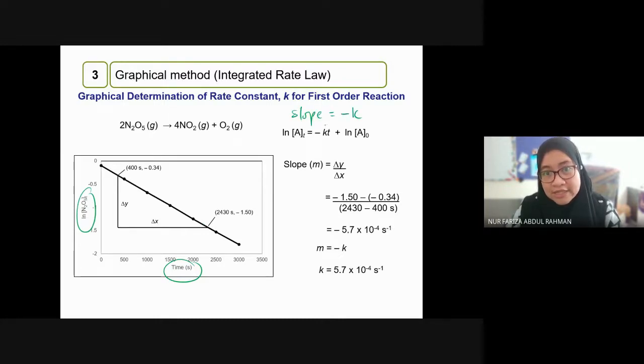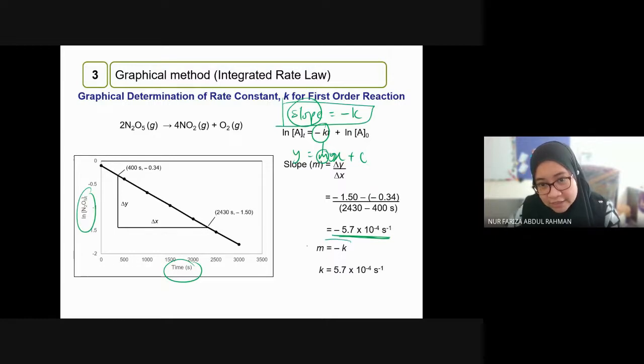negative k here. Nampak? Sebab this is m, y is equal to mx plus c. So m is equal to negative k. So the value of m, the value of slope is negative. Bila you calculate, you akan dapat slope tu negative value. So you have this relationship, nampak ni? m is equal to negative k. So k would be positive value lah.